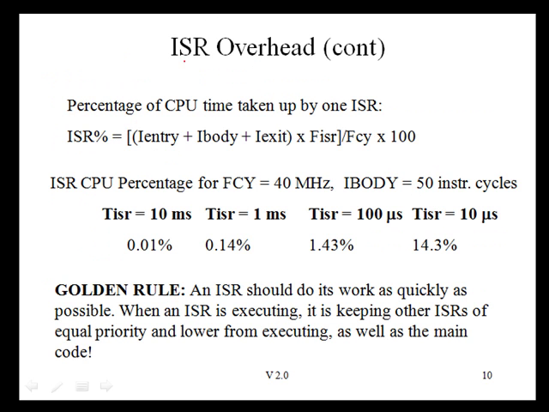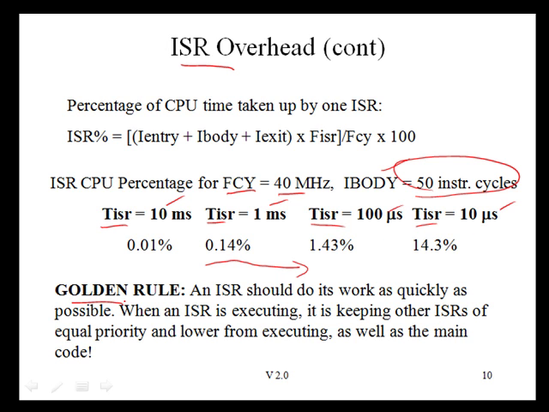So let's take a look at this ISR overhead for some numbers. We're going to choose an instruction frequency of 40 megahertz and an ISR body that's going to take 50 instruction cycles to execute. These figures show how often the interrupt occurs: every 10 milliseconds, every 1 millisecond, every 100 microseconds, and so forth. And you can see how the overhead for this ISR increases the more frequently it's executed.